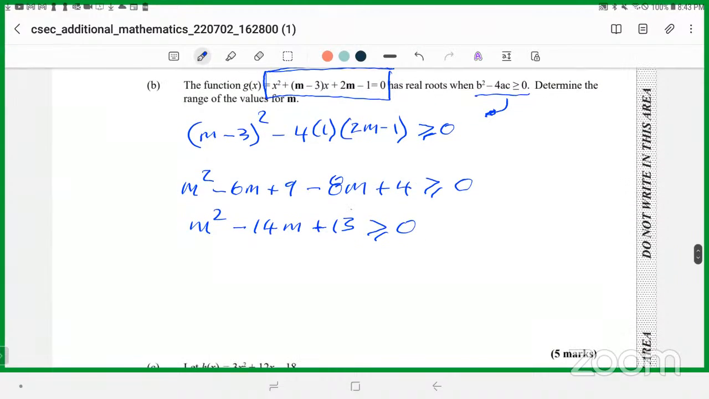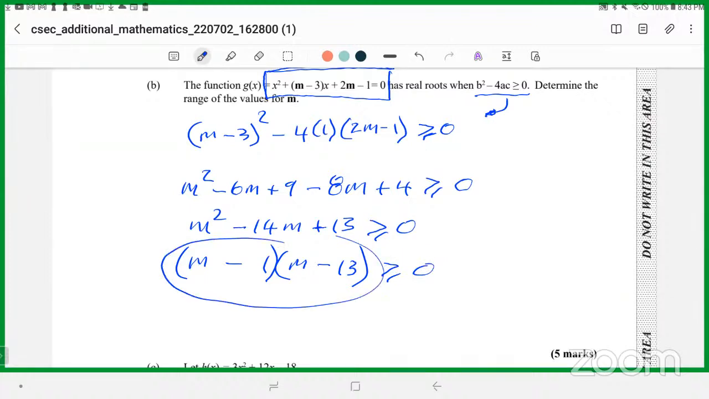This can be factorized. 13 is a prime number. 13 and 1 are the factors, and they add to 14. So it's easy to factorize this. m and m, 1 and 13. The signs are the same, they are both negative, greater than or equal to 0. If I were to sketch the graph of that based on these two roots, the critical values are the 1 from this one and the 13 from this one.